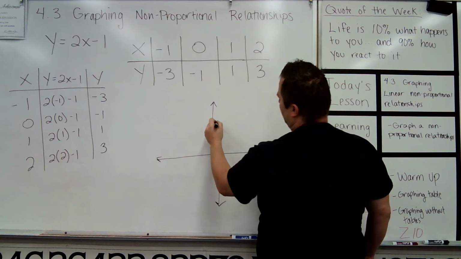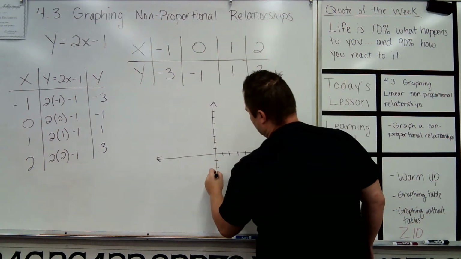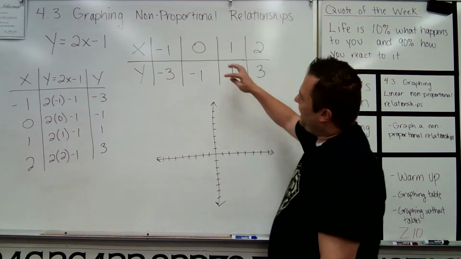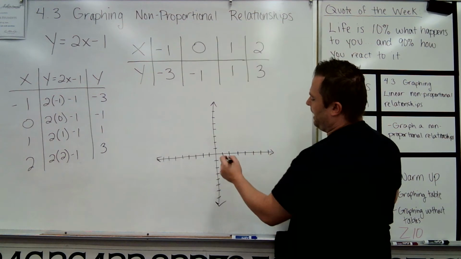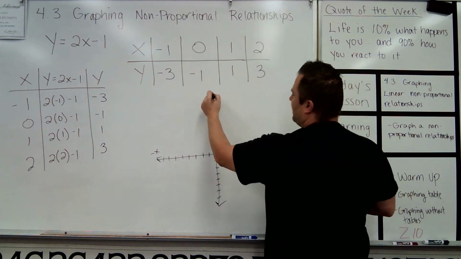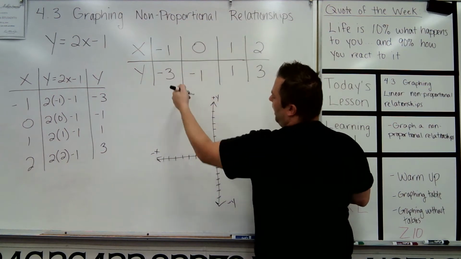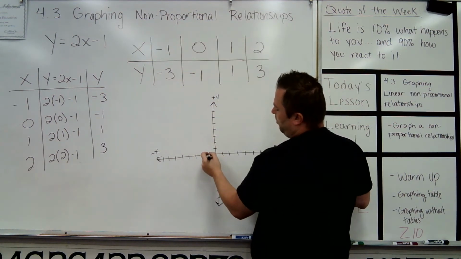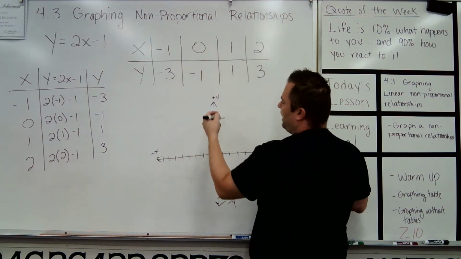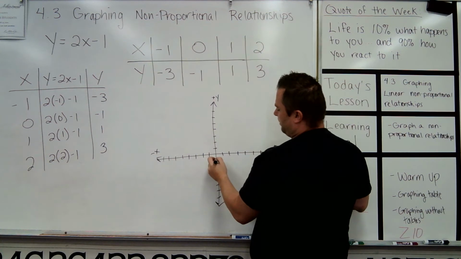So I can make a couple of dashes here to give me a point of reference. When x is -1, y is -3. Remember this is the negative x direction, the positive x direction, the positive y direction, the negative y direction. I'm going to go x is -1, y is -3. So it's going to be somewhere down here. When x is 0, y is -1. So I'm going to go right there.